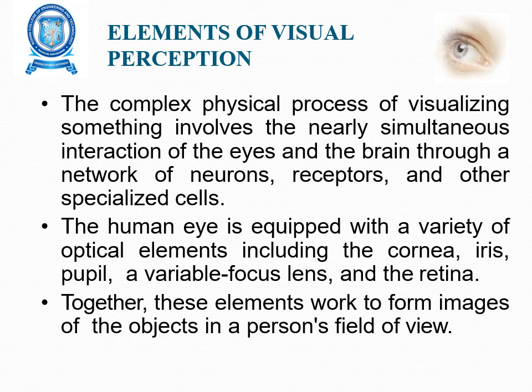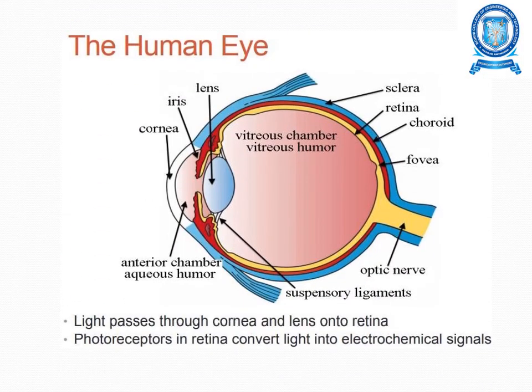First this image will be perceived by our eye. After that, the perceived image will be an inverted image. So what I have to do is get a good image in my eye. For that, the neurons, the receptors, and the other specialized cells that are present within our brain will be responsible for this particular interaction. So this is the human eye structure.